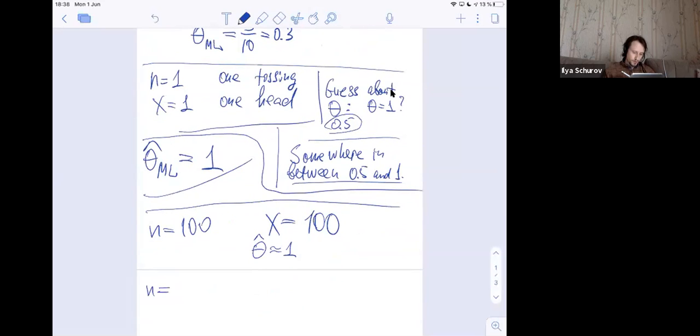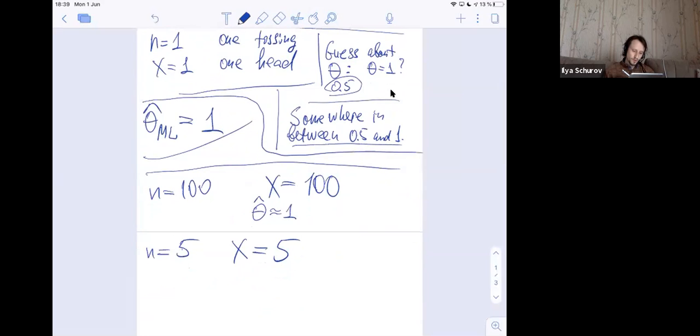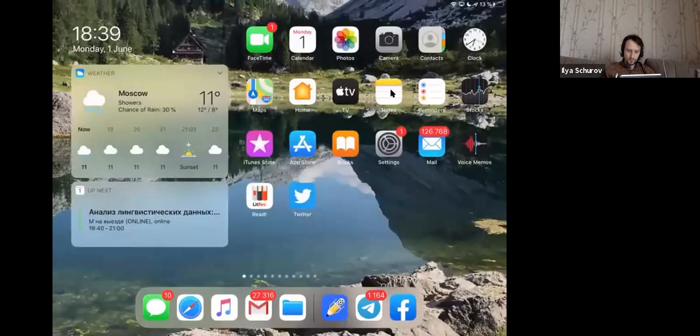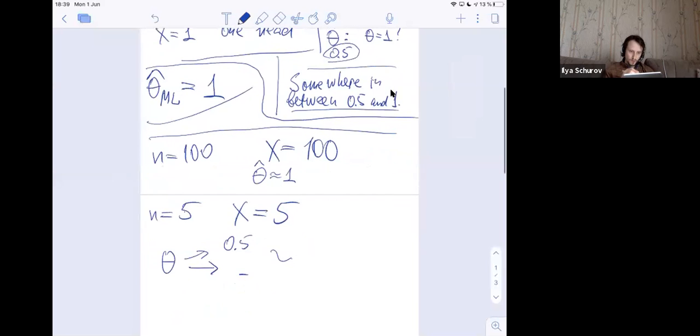Let me consider another experiment. Assume, for example, that we have n equals 5 and x equals 5. What is your estimate now? Assume that you have three options. Theta can be either 0.5, or 1, or it can be something in between. So if we have these results, we have 5 tossings and 5 heads. What is your best guess now, just from an intuitive point of view?